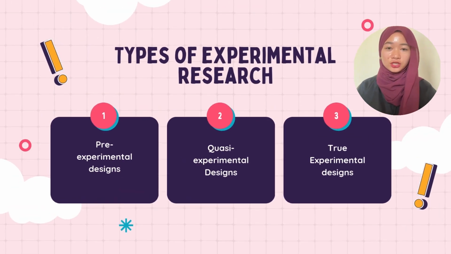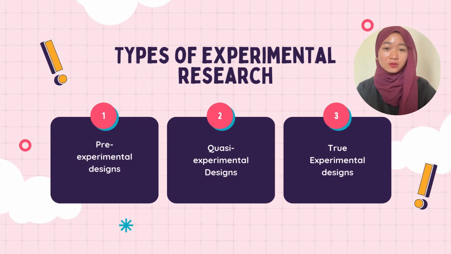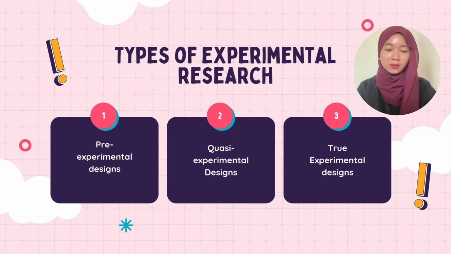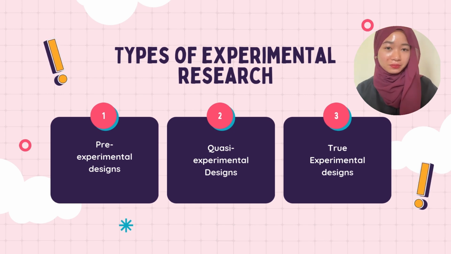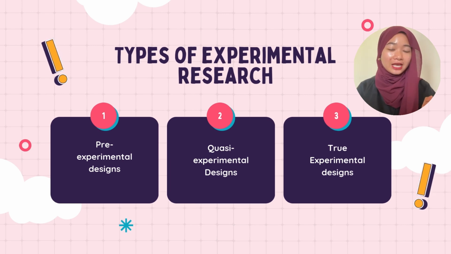The next is types of experimental research. The easiest way to differentiate the types of experimental research, for the first, is pre-experimental research. In this type, there is only one group. The group takes a pretest first, then gets a treatment, and finally takes a post-test. This is how pre-experimental research works.